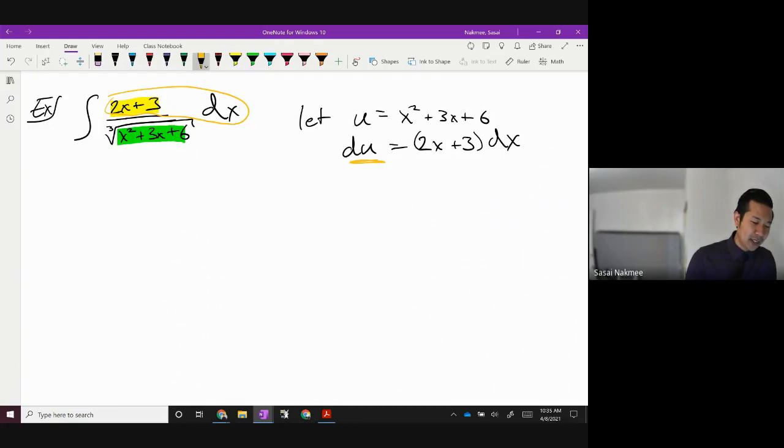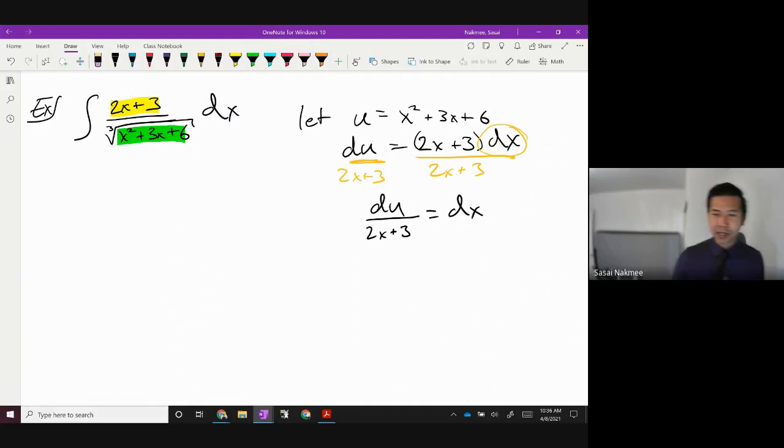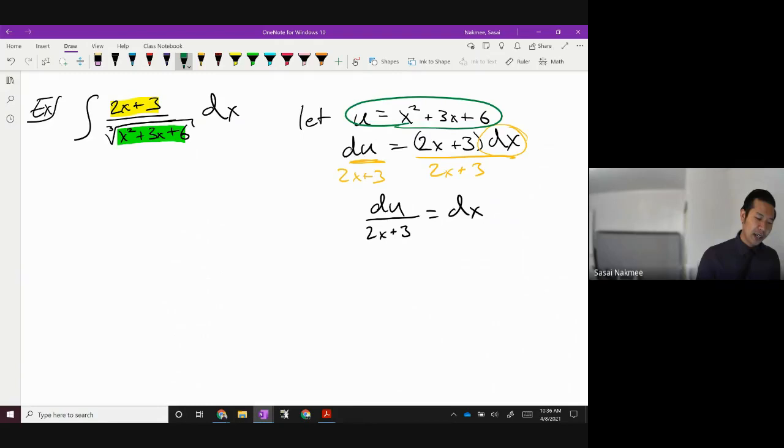isolate the dx, meaning get the dx by itself. So I'm going to divide both sides by 2x plus 3. So I end up with du over 2x plus 3 is equal to dx. And the reason why they prefer this is that once you do this, you can actually see what cancels out in the actual substitution. So you ready? I'm going to write this out right here. Let u equal this, and I have dx equal to this.